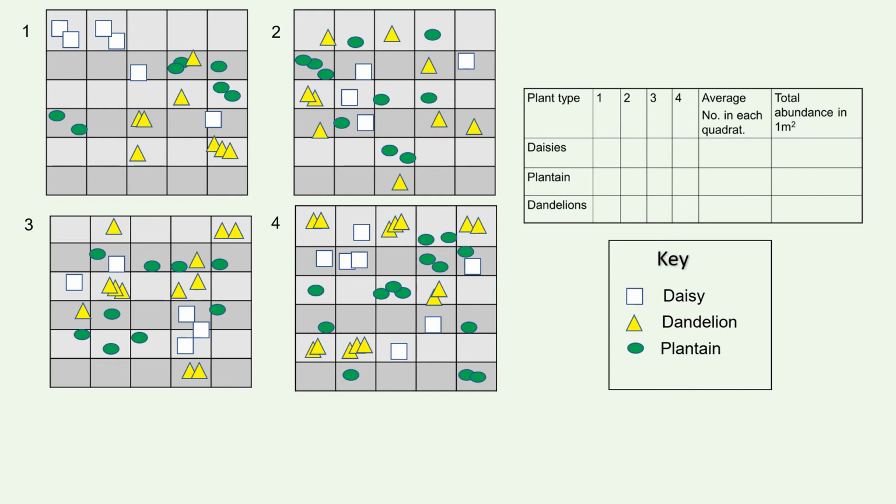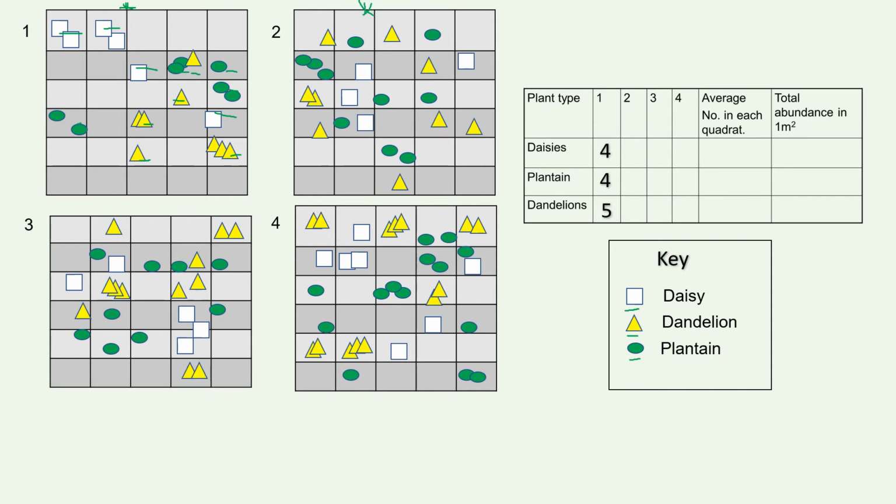So firstly, let's look at quadrat number 1, this one here. Let's look at daisies first. So our key's over here. Daisies are square. So we've got 1, 2, 3, 4 daisies. So our first answer would be 4. And then we want to look at plantains, which is a circle. So we've got 1, 2, 3, 4 plantains. And then we want to look at dandelions, which is the triangle. So 1, 2, 3, 4, 5. So well done if you got the first quadrat right. So now let's look at quadrat number 2.